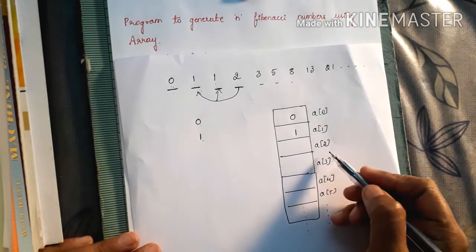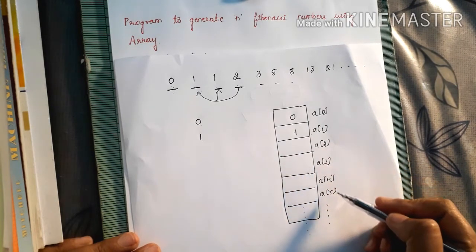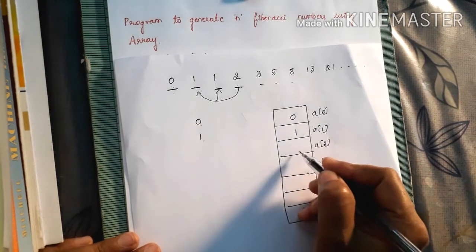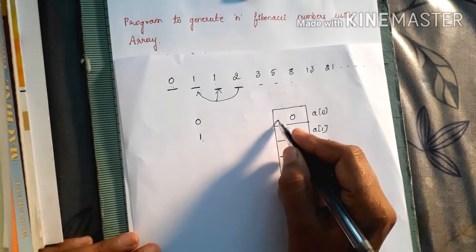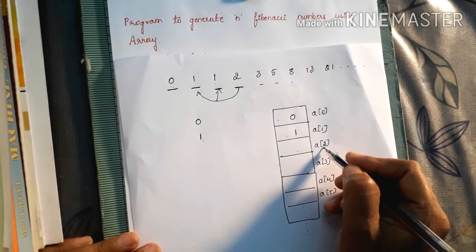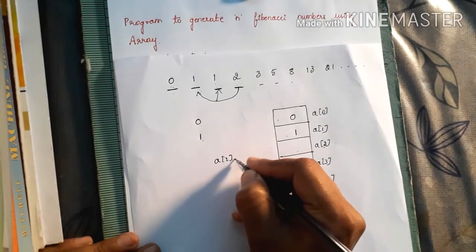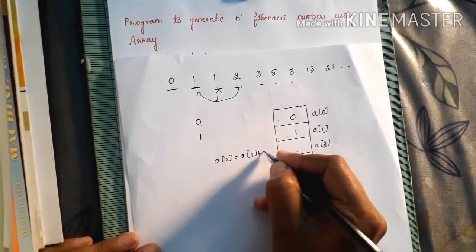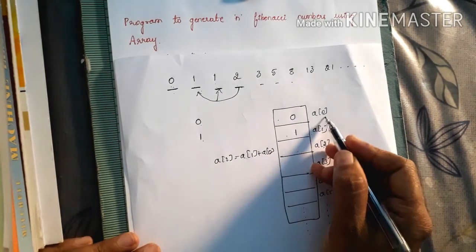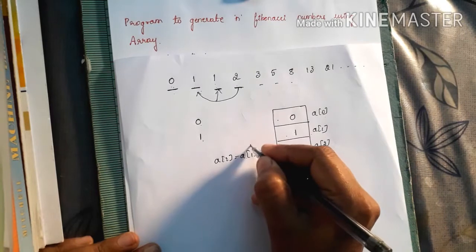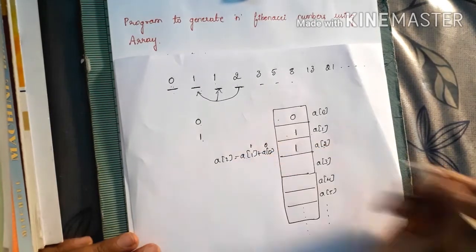Next, we need to find the next terms of the Fibonacci series. Here, the next term of the Fibonacci series is sum of previous two terms. That is, A of 2 is equal to A of 1 plus A of 0. A of 1 value is 1 and A of 0 value is 0. 1 plus 0 is 1.